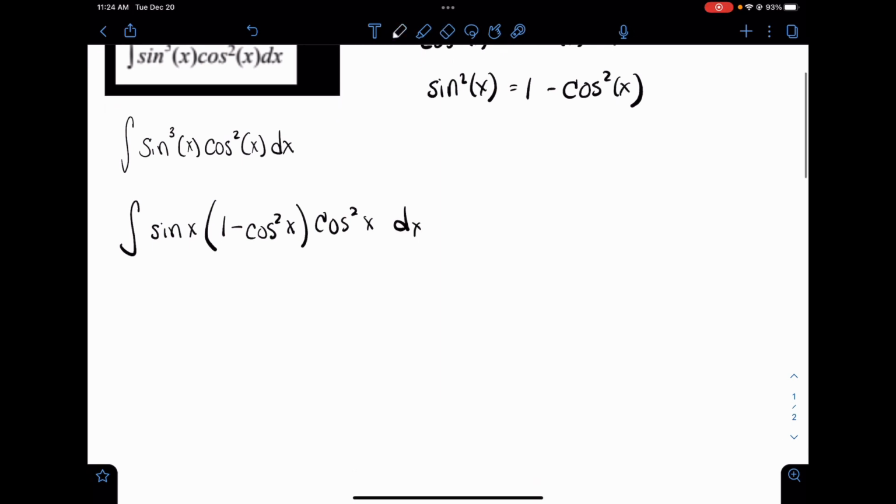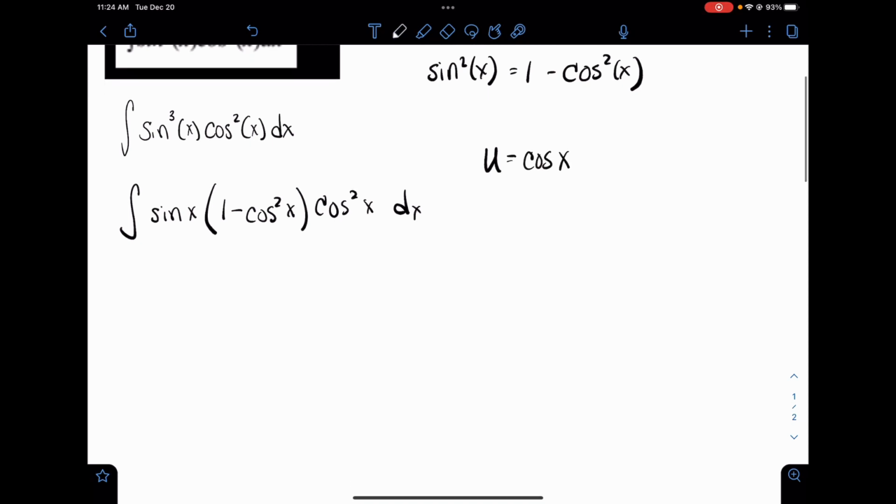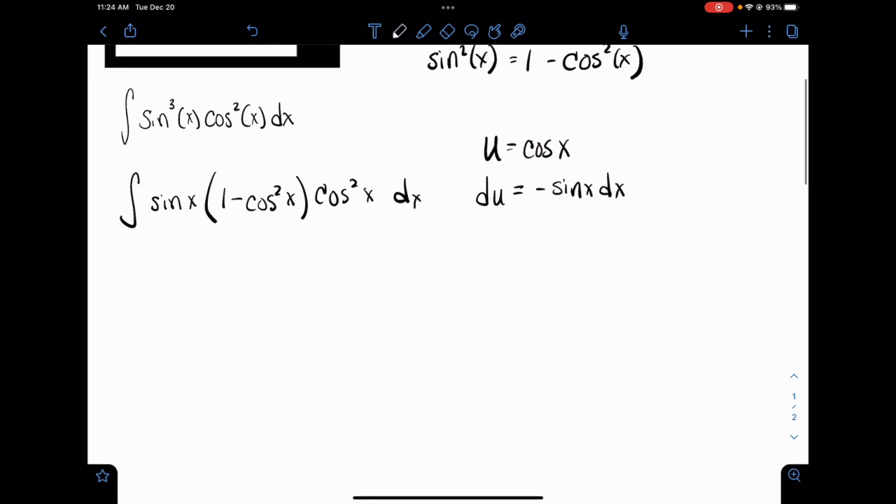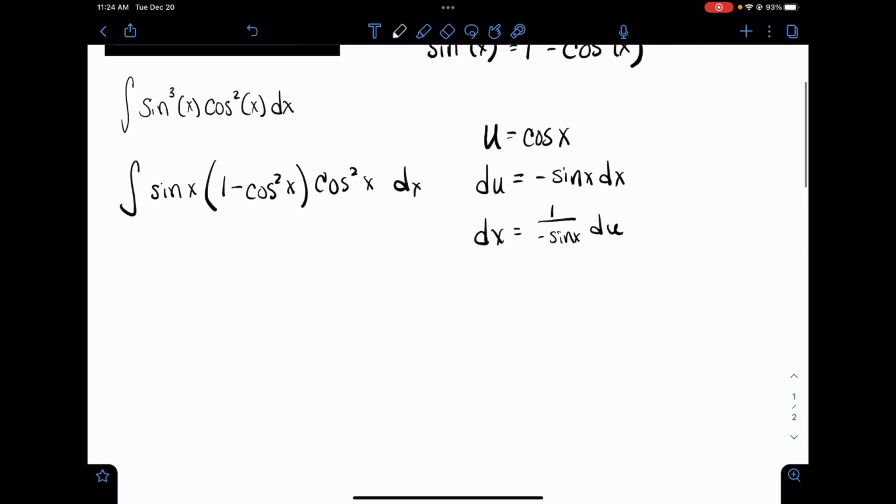And from this point, we're going to have to decide what we're going to substitute in with our u substitution. So I would set u equal to cosine of x, just cosine of x. And if you find the derivative of this, you'll get negative sine of x dx. And you might see where this is going. So if you solve for dx, you'll have 1 over negative sine of x du. Now we can substitute in from here.